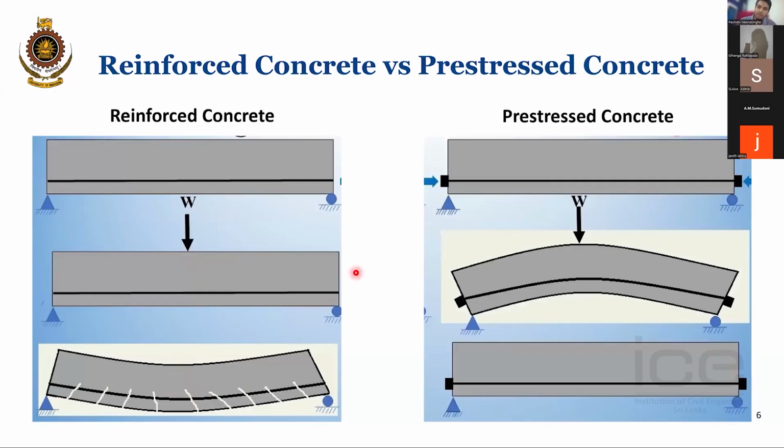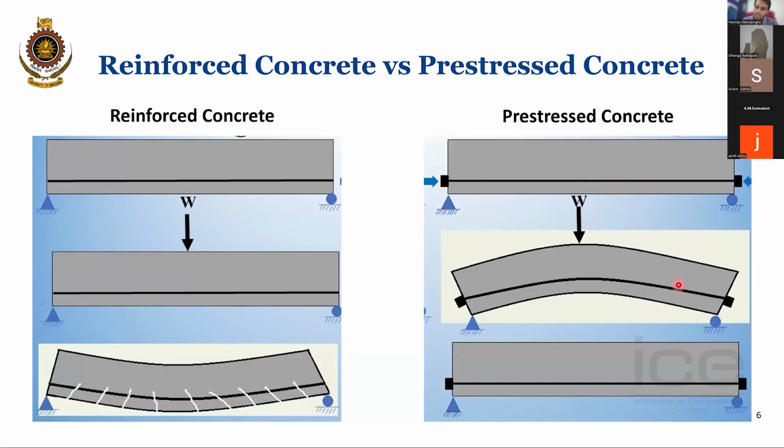Whereas a pre-stressed concrete member, instead of just inserting the steel, we insert the steel and lock it from two ends. That means we are applying a tension on the wire, whereas the equal and opposite force, the compressive force, is applied on the concrete member.